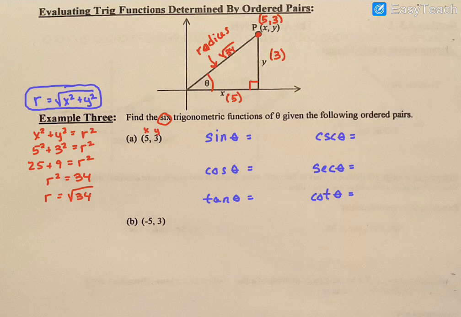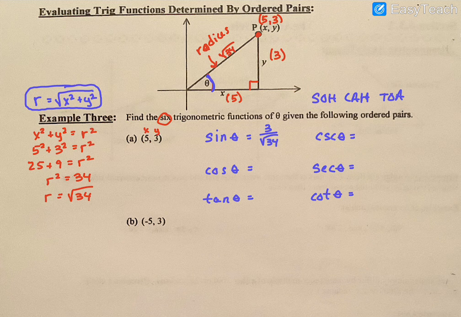And what's our saying to help us find our 6 trig functions? And that, of course, is SOHCAHTOA. So remember, sine is opposite over hypotenuse. As I mentioned earlier, our theta, our angle of reference, is right here at the origin. So opposite over hypotenuse is our y value over our radius, or in other words, 3 over square root of 34. And that's a good thing to know about the y value, or the sine, is it's always going to be the y over the radius.